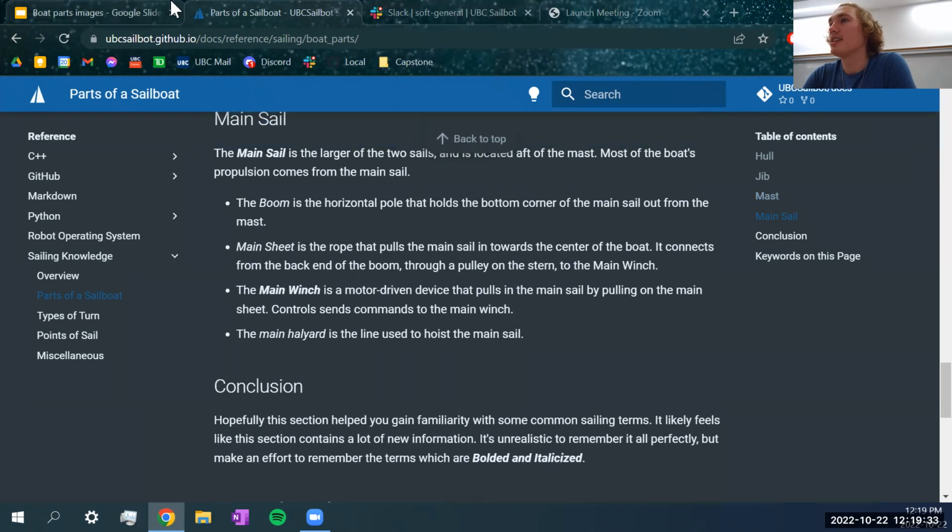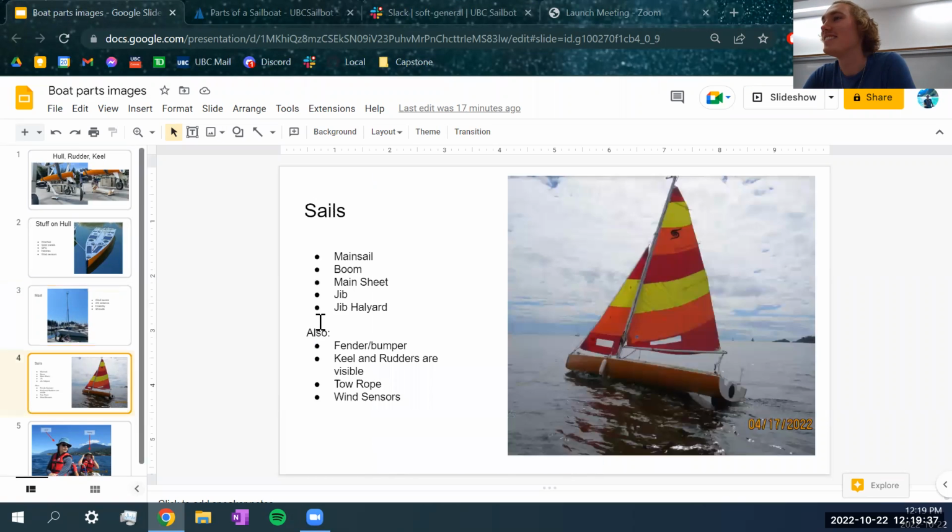Then the mainsail, it's like the jib but bigger. So yeah, that's this big sail at the back. It also has a halyard to hoist it up, and it also has the main sheet which pulls it into the boat, and then the main sheet is pulled on by the jib winch, or the main winch, I mean, which is the actuator. One difference is the mainsail has a boom here, and that's that pole that holds the corner of the sail out.